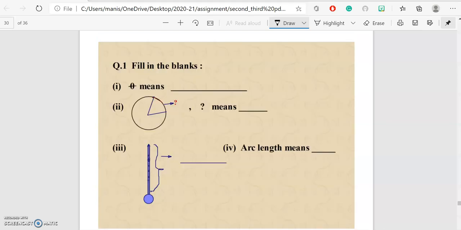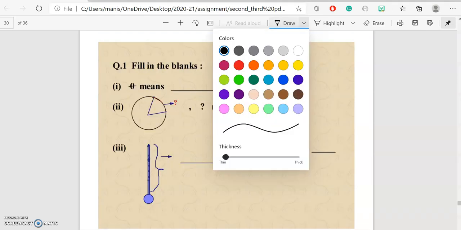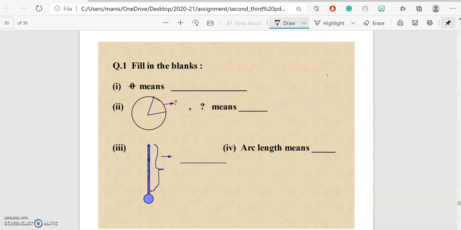Okay, so let's do these problems over here. What does theta mean? This is vocabulary. Theta means the central angle of any circle. This part, we have learned about this. This part is called the arc. What is it called? Arc of a circle.